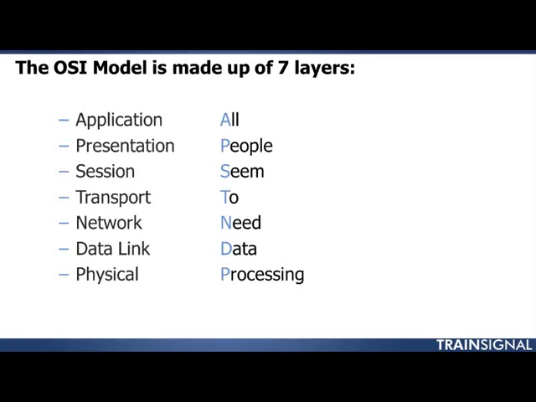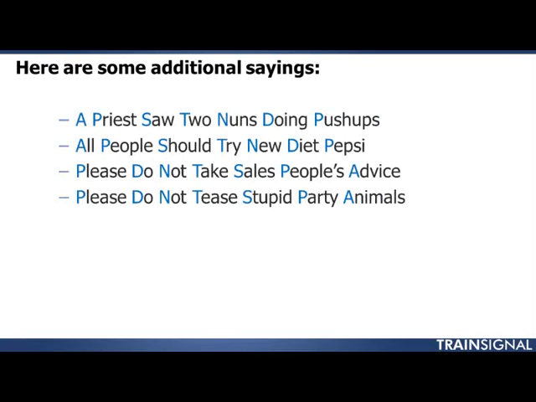And this time we're going to do the saying from the bottom up, which is, please do not throw sausage pizza away. Many people like this saying instead because it has nothing to do with technology at all. It's just simply talking about pizza. And so I guess that's maybe easier to remember. And I will tell you that if you go out on the internet, you'll find all kinds of additional sayings. Here's a few that I've thrown out there that I find.